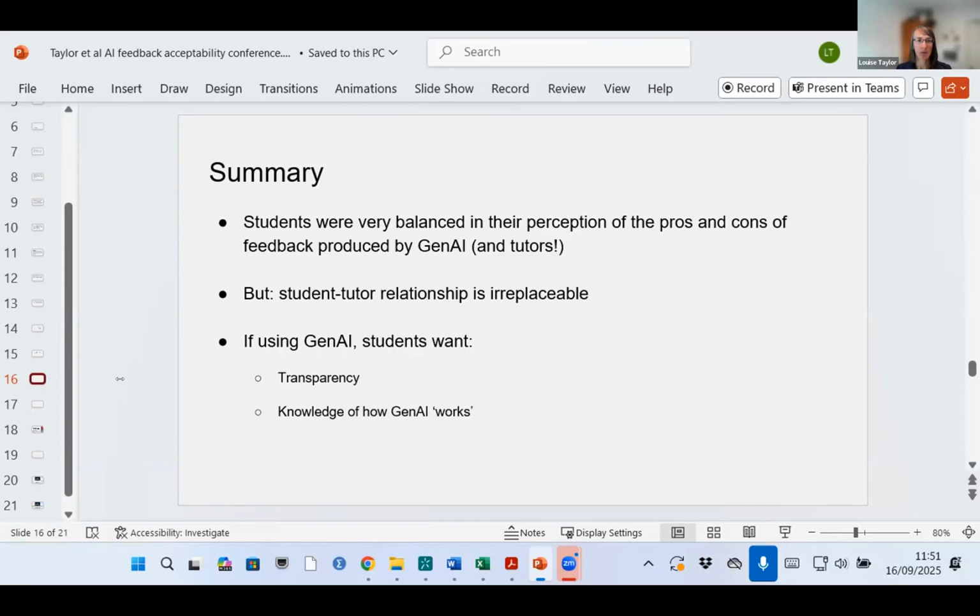And also, for all of us, we don't really know how GenAI actually works. We don't know exactly what it's doing, how it's doing it. It's essentially a very sophisticated predictive language text tool. And there's this bit of a black box problem in that we don't really know what it's doing or how.